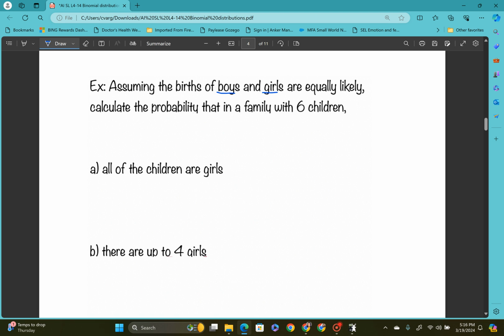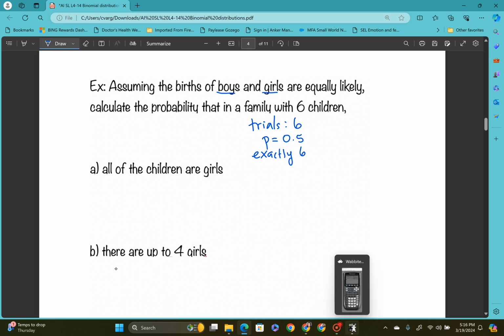So now we have to take a look and see what do we have. The number of trials, it says in a family with 6 children, so that's going to be 6. The probability of success, so it says all of the children are girls, so our P, what is our chance of getting girls? If it's boys and girls, the probability is going to be 0.5 or 1/2. Perfect. And it says all of the children are girls, so that we have exactly, that's inferred, exactly 6 girls.